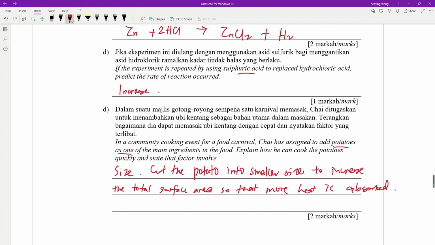Okay, besides that, you can choose the pressure also. Okay, he can use the pressure cooker. So if higher pressure, the temperature will be higher, so it can cook faster also, but size will be easier. Okay.